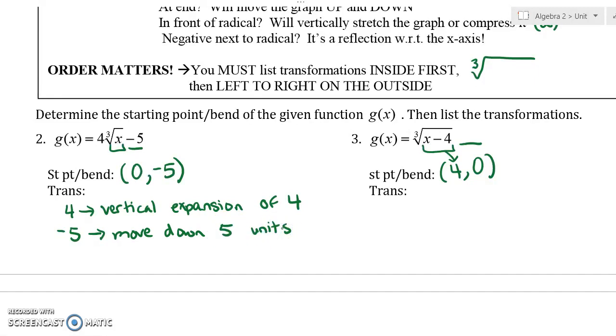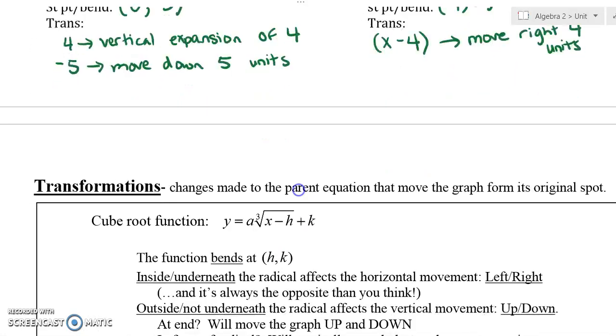Okay. Now, we're going to start with the inside on this one because there is something on the inside. We have the x minus 4. And we always take the opposite, so it's actually positive 4, which means move right 4 units. And then we're going to look on the outside. There's nothing on the outside here, nothing behind the radical. So we are done with all of our transformation discussions. That's all we have for that particular equation. All right, let's keep going.